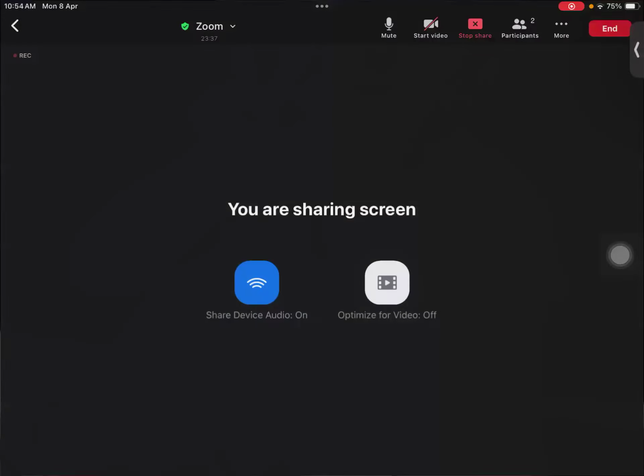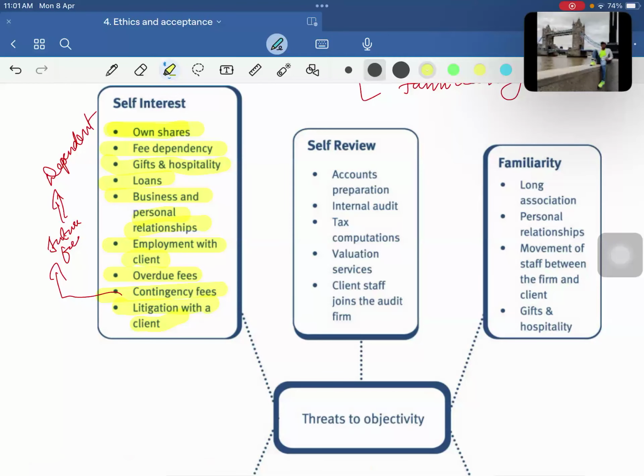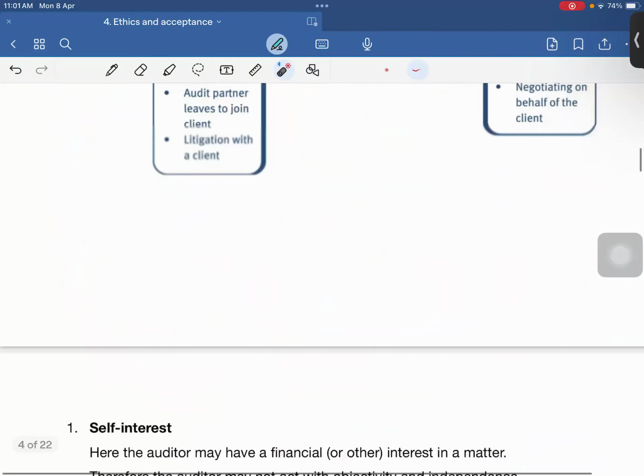Do one thing, just read them, all right? So if there is self-interest, anything that threatens self-interest is the threats, okay? And any measure that is taken in order to mitigate that threat, or actions or measures that are taken to mitigate or reduce that threat, is safeguards, right? And you have so many options or examples here of how a self-interest threat would come. All right. Now we are going to look into it.